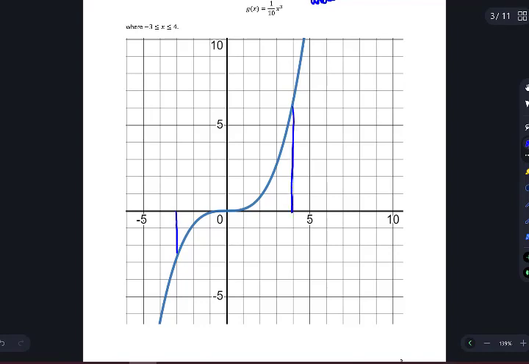Notice between 0 and 4 that our function lies above the x-axis, and from 0 to -3, our function lies below the x-axis. So for areas that are above the x-axis, we say that this portion is going to contribute positive area. For areas below the x-axis, we say that we have negative area.